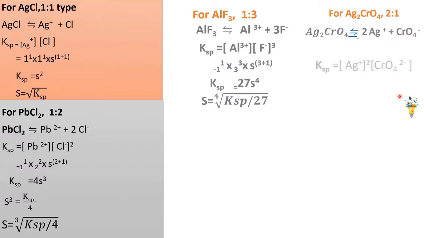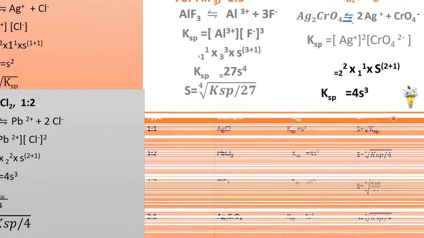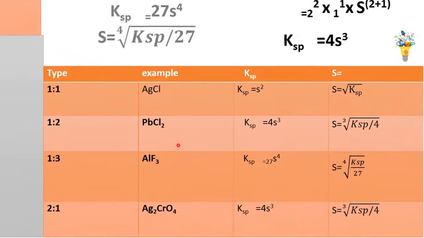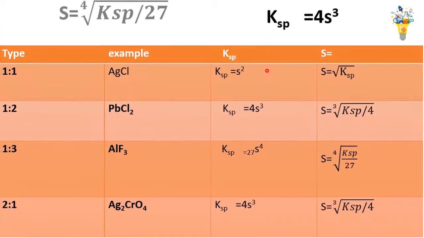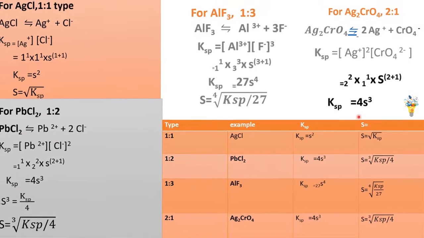Silver chromate, it is a 2:1 type. So writing the equilibrium, Ksp, you can write the number of silver ion 2. So 2 power 2 into 1 power 1, S power 2 plus 1, so it will be 4 S cubed. Here is the tabulation, the type and the examples and Ksp and the molar solubility.